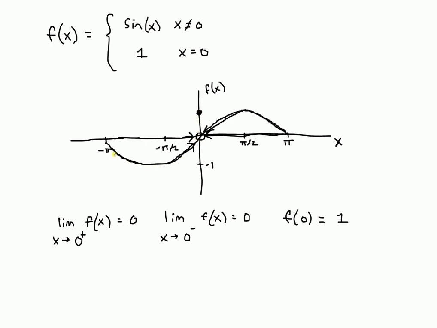So if you were tracing, you would come in like this, get closer and closer to 0, closer and closer and closer, oop, jump up there, only at x equals 0. At x equals 0.00000001, you jump right back down and keep tracing like that.